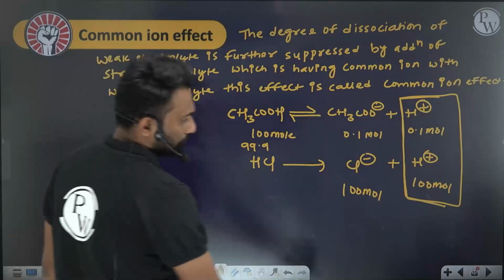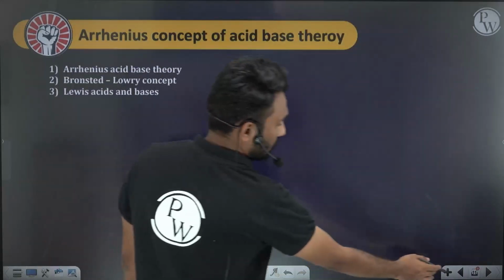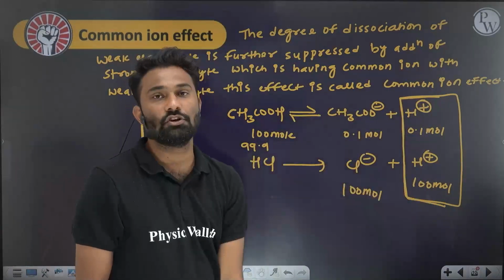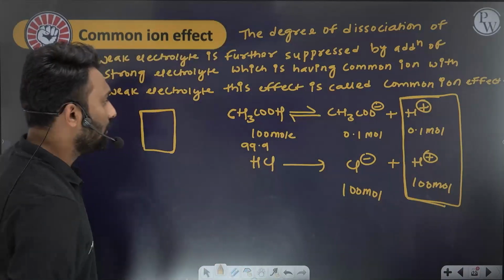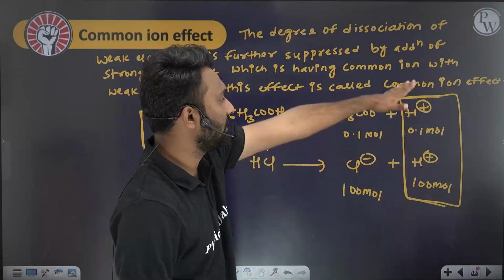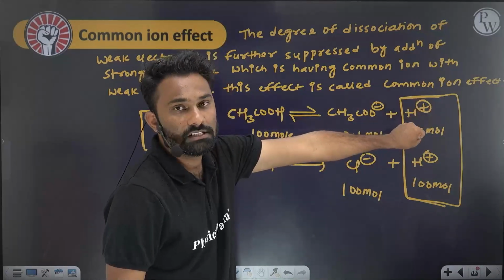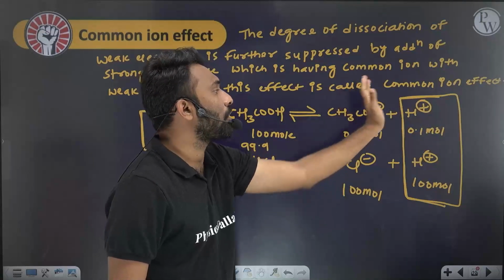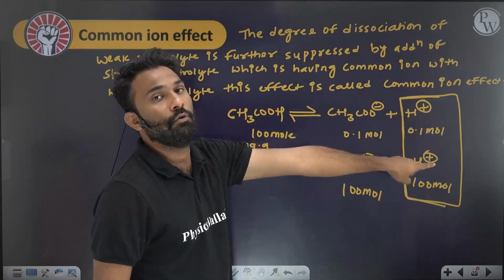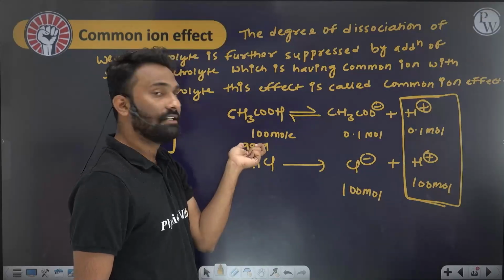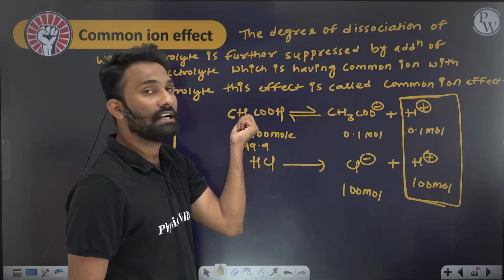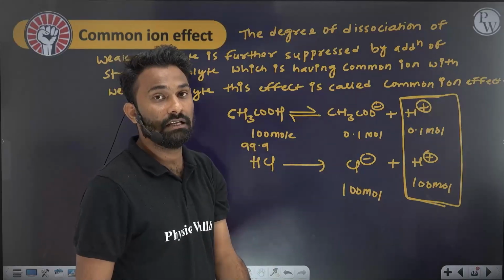Now see, after adding the strong electrolyte which has the common ion, the total H plus ion concentration has increased. That means the product side concentration has increased. The product side concentration is a total of 100.1 mole, while the reactant side concentration is 99.9, so the reactant side concentration is lower. Then the equilibrium will shift in which direction?